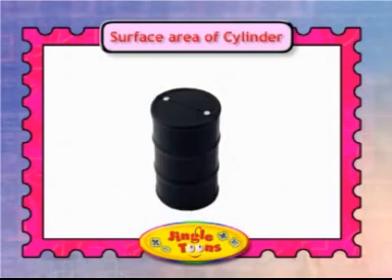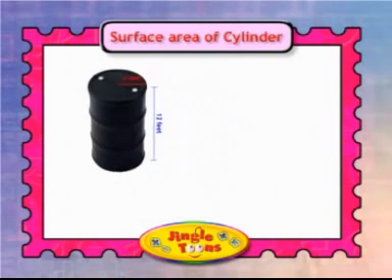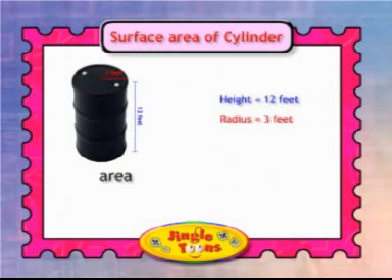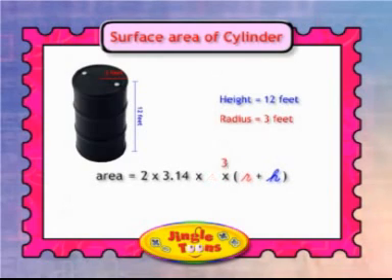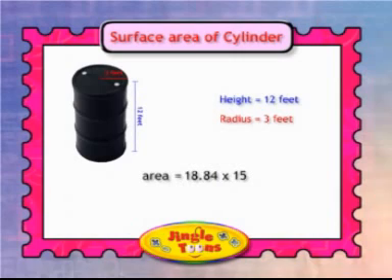Suppose you have to find the area of a large pipe with the height of 12 feet and the radius of 3 feet. Now the formula is area = 2 × pi × r × (r + h). So, area = 2 × 3.14 × 3 × (3 + 12). Thus, area = 18.84 × 15. Therefore, area = 282.6 square feet.